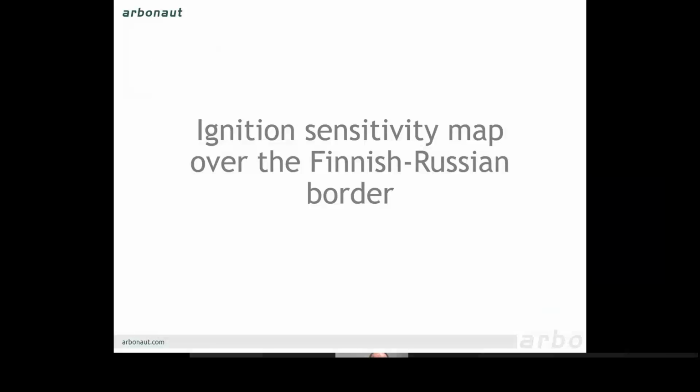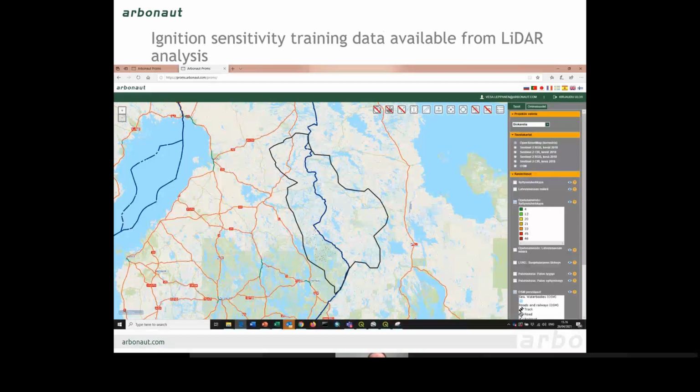Now we look at another feature of the fuel connection. So we are looking at the ignition sensitivity map, and if we characterize the ignition sensitivity, it's actually funny that the high canopy fuel areas are not necessarily the most sensitive for ignition.